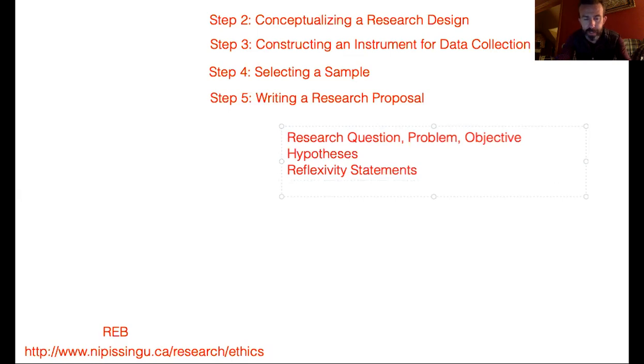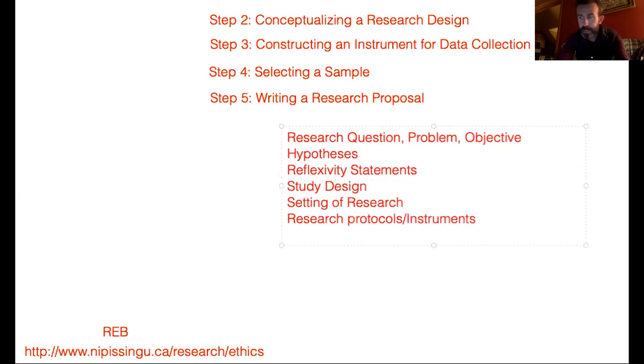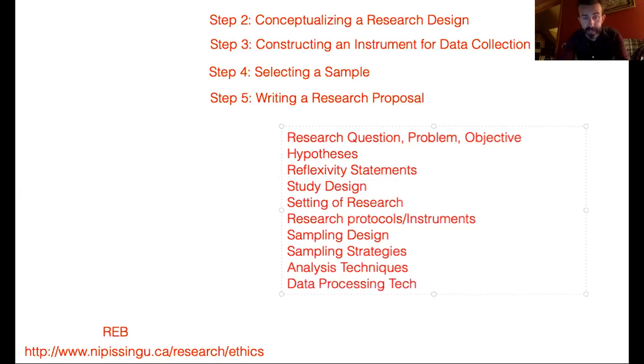It should include things like your study design, the setting of your study, of your research, where you're conducting it, your research protocols, instruments, sampling design, sampling strategies, analysis techniques, data processing techniques. Some of these words all kind of mean the same thing. Proposed chapters, sections, a final document.